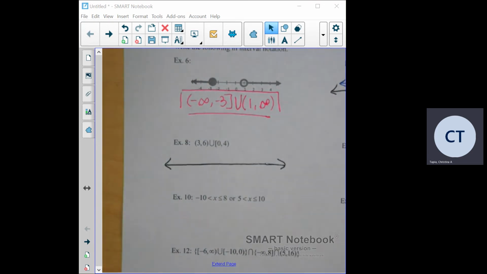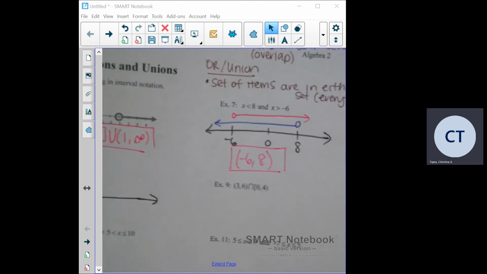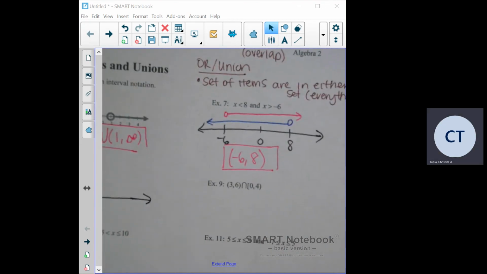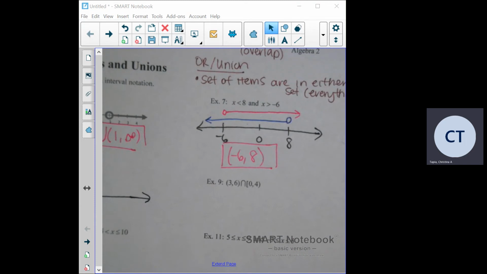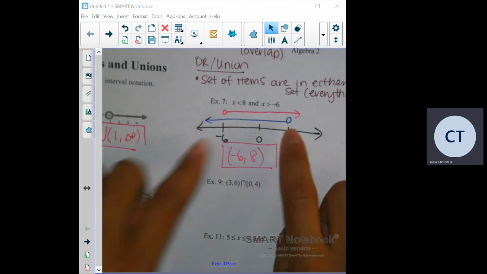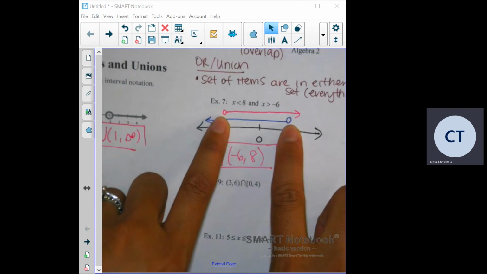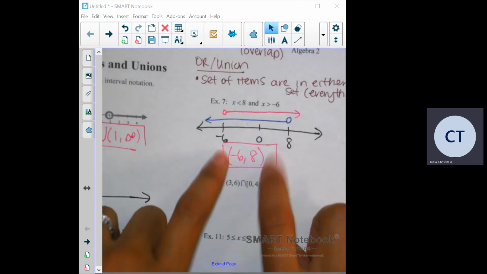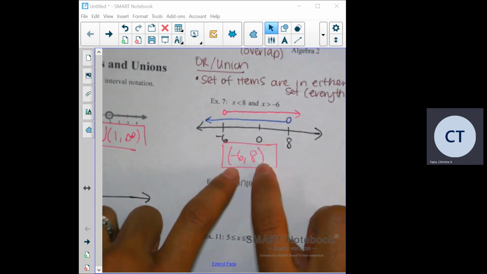Vincent, did you have a question? Yes. You said that it cannot be the infinity symbol because it's not. If the circles are filled in, would it just be infinity from infinity? No. So if these two circles were filled in, it would still be -6 and 8, but you would have brackets around them because you would be including those values. Is that okay? Good question.